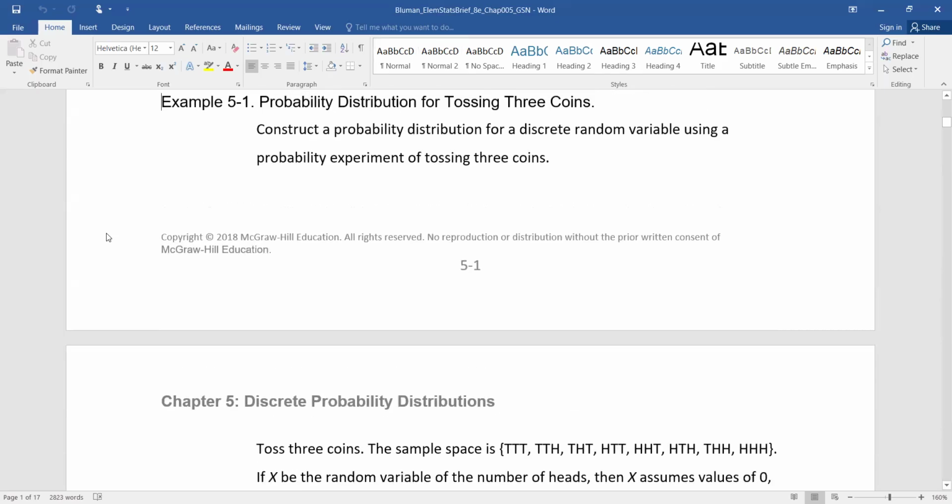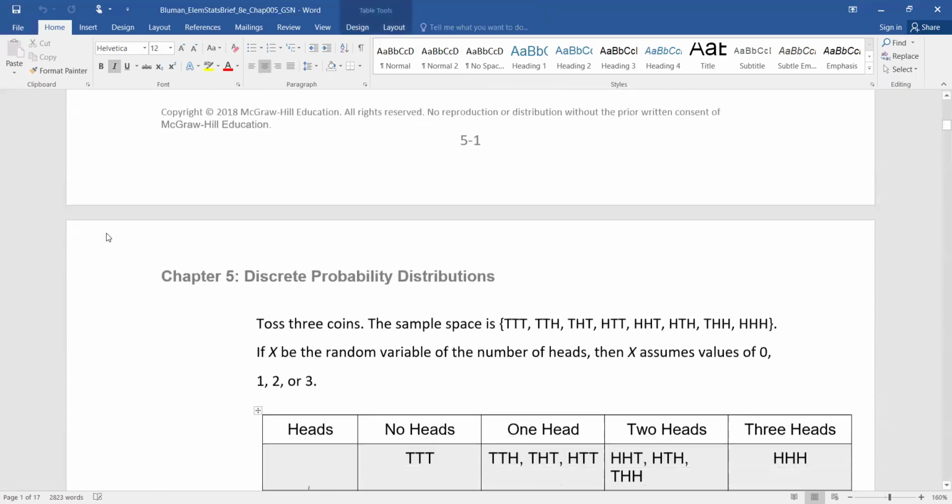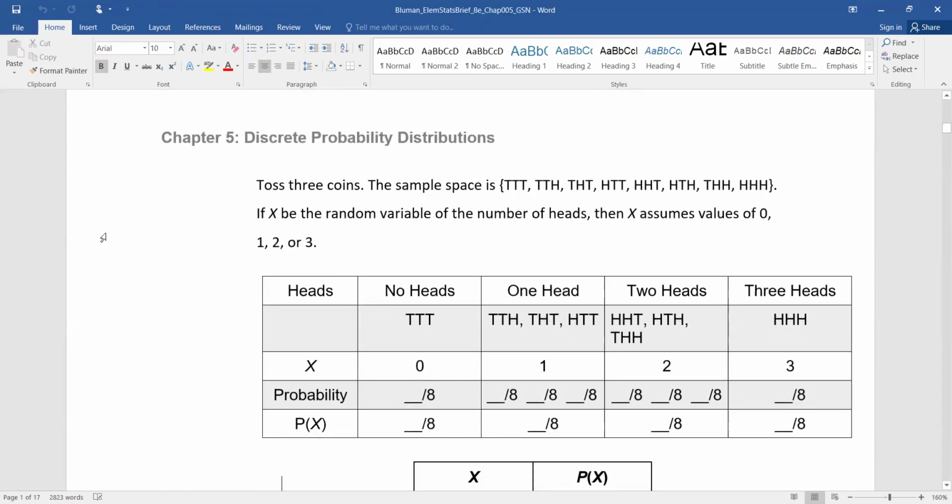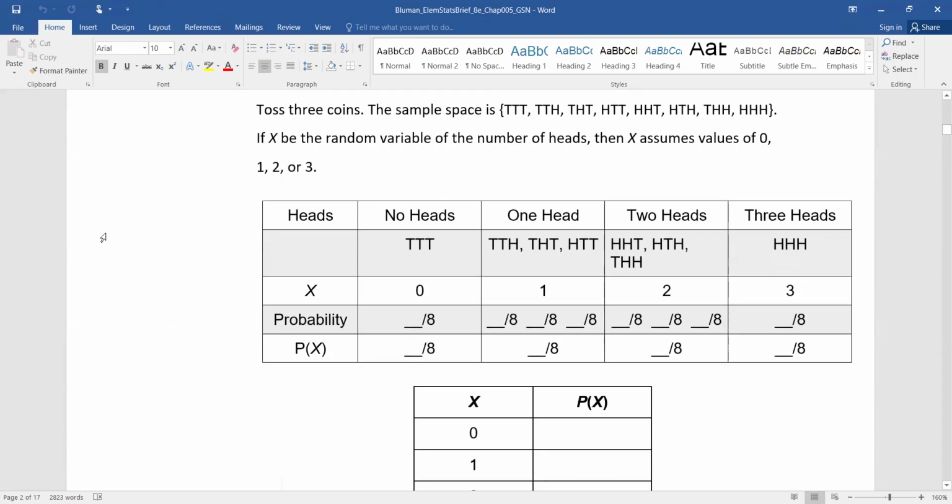In example 1, we have the probability distribution for tossing 3 coins. We're going to construct a probability distribution for a discrete random variable using a probability experiment of tossing 3 coins. So this is what should happen. If you toss 3 coins, you have these options: tail, tail, tail; tail, tail, head; tail, head, tail; head, tail, tail; head, head, tail; head, tail, head; tail, head, head; head, head, head. Those are the 8 different outcomes you can get with 3 coins being tossed.